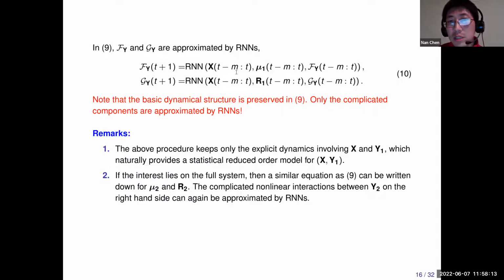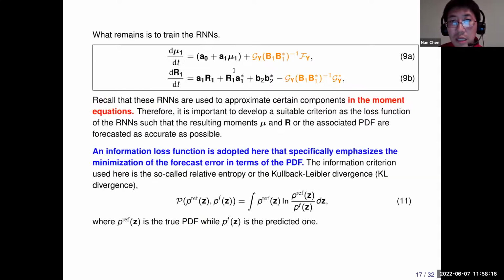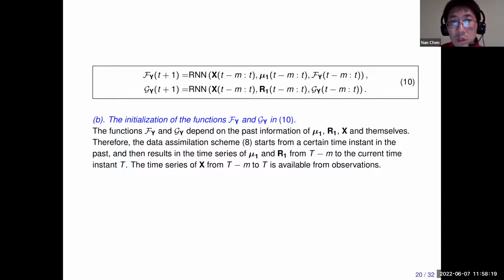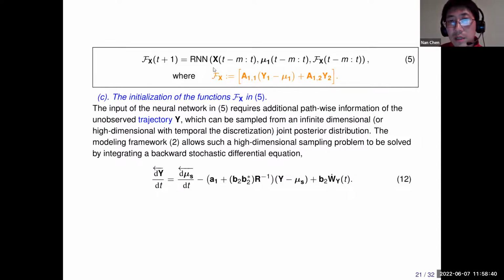Then we use the time series as the input of the neural network. And there are two different neural networks here. The first one is simple. We only need the past observational data X and the past information of mu and R1, which are the target of our reducible model. So this part is easy, just need to run the model forward for a short period. And the more difficult part is this one. For this one, we not only need the past information of X and mu1, but we also need the past information of the entire unresolved modes. And what's worse here is, it's not just the mean, but actually the trajectory of all these modes.